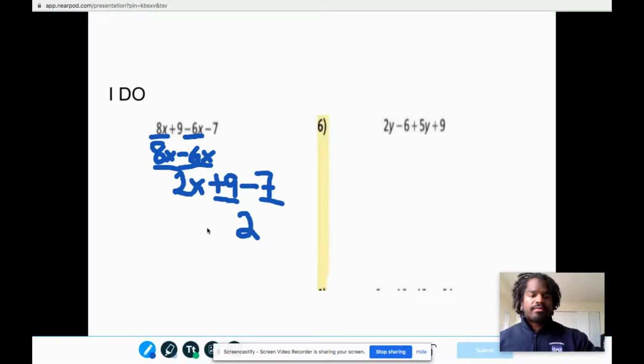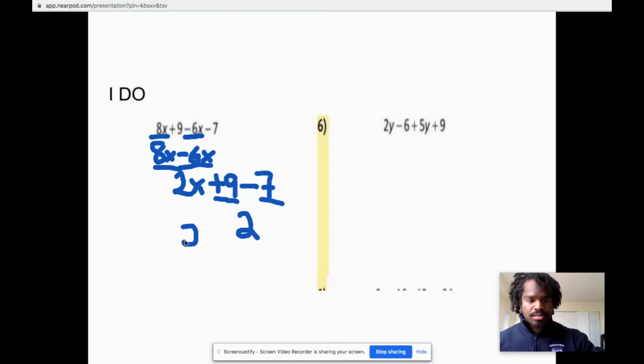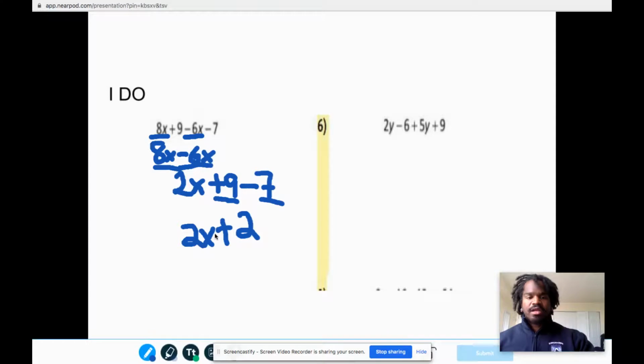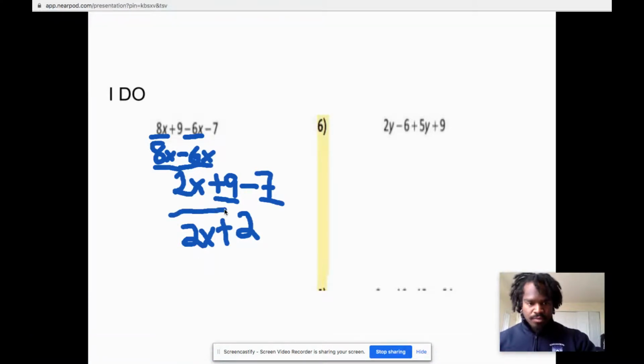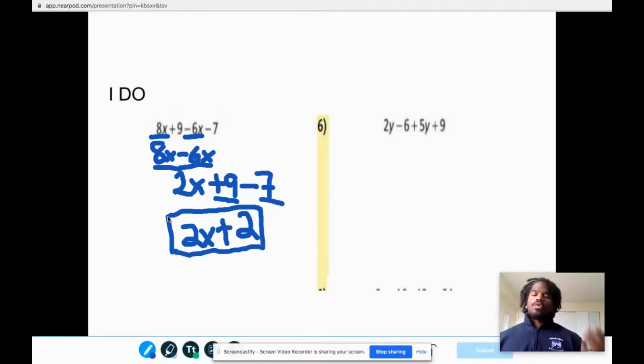And then we bring the variable down. So 2x plus 2. And that's going to be our simplified expression, because now we don't have any other terms that we can combine. So we're just going to go ahead and box our answer so that we know what the answer is easily and clearly. So once we get to the point where we can't combine any more terms and we're at the simplest form, then we just box the answer. That's for expressions.